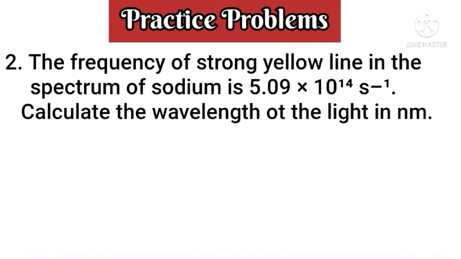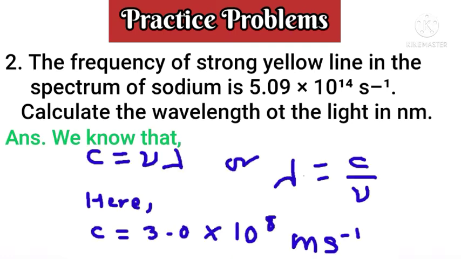Then see the next question. The frequency of the strong yellow line in the spectrum of sodium is 5.09 into 10 to the power 14 per second. Calculate the wavelength of light in nanometers. So again we will use the same expression for solving this problem, that is velocity is equal to frequency into wavelength, that is c is equal to nu lambda.